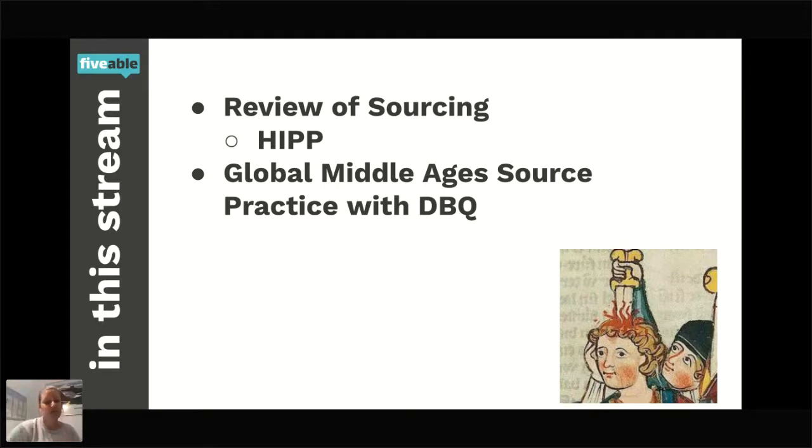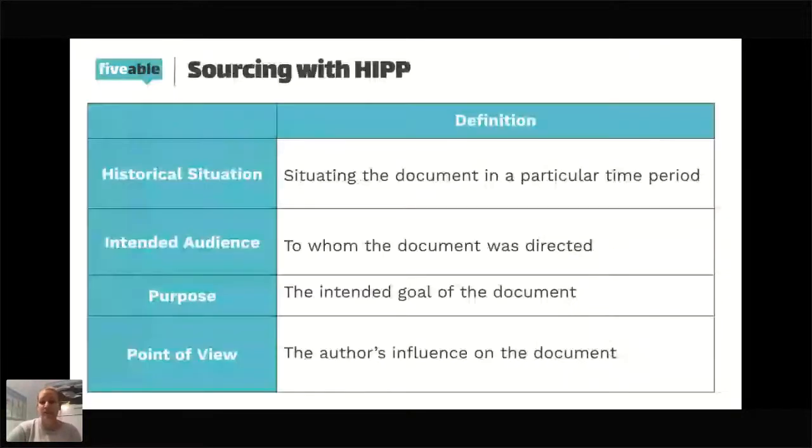So if you haven't had a lot of practice with sourcing, I am going to go through a few slides that give some background information on sourcing. And in comments, if you're in here with me, if you have a different acronym that you use in your class, let us know in comments what your teacher, what your class is using. So I'm just going to keep it super simple and use HIP. That's what I use in my classes. It's easy to remember for students. I always just tell them we're going to HIP the documents.